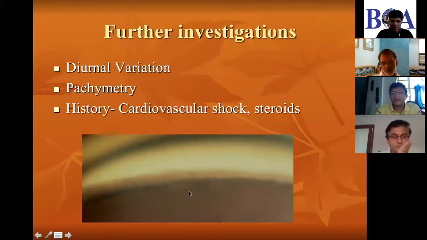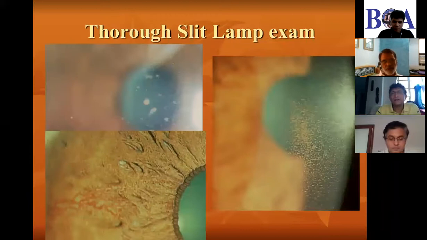Though at this stage the pressures are normal, he has an angle recession. He must have had a period of high IOP post-injury. During that time, that nerve fiber layer defect may have developed. Needless to say, this patient will have to remain on follow-up.